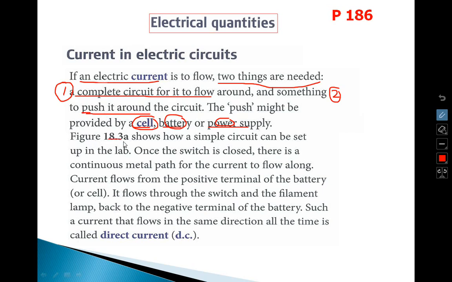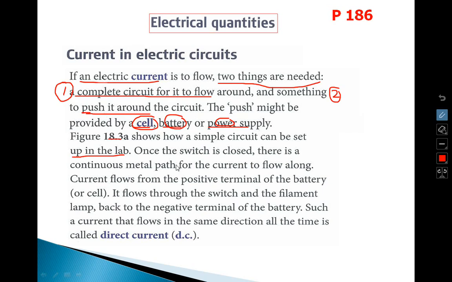In figure 18.3a, this figure shows how a simple circuit can be set up on a table. There are lots of ways to connect an electrical circuit. We can connect it in the lab, and we will show how to connect it in the lab. If not in the lab, we can just draw it on paper, which is called an electrical circuit diagram, or a demonstrated electric circuit.